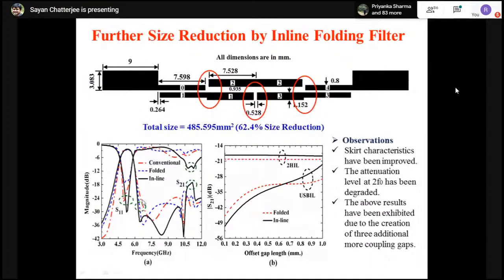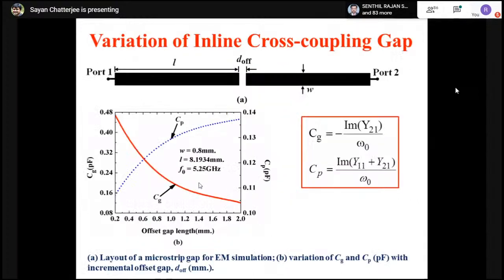Both folded and inline give you better roll-off characteristics than the conventional. But again, there are certain problems in the harmonics, so we have to reduce the harmonics. These are basically the third order inline equivalent circuits that we have used. And as there is a certain gap created here, we have to be very careful about this gap. This gap introduces an extra capacitance, and that capacitance is very important for our transmission zero properties.